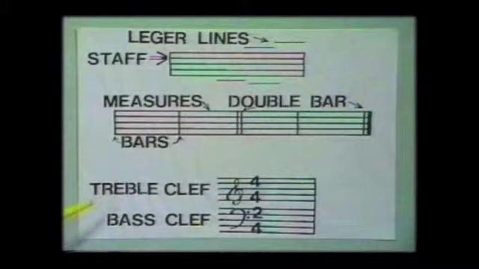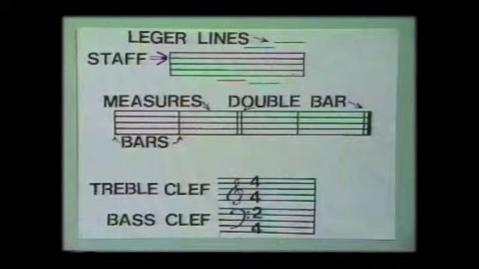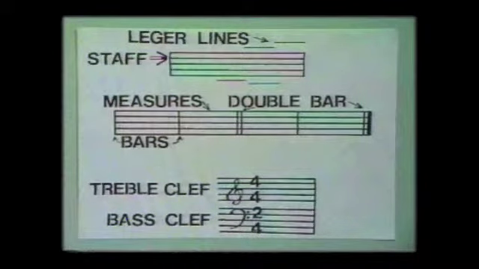At the beginning of each music piece, you have what is called a clef and a time signature. There are 2 more frequently used clefs. This here is called the G clef, or the treble clef. And this clef here, which is what you'll usually see your drum music in, is called the bass clef, or F clef.